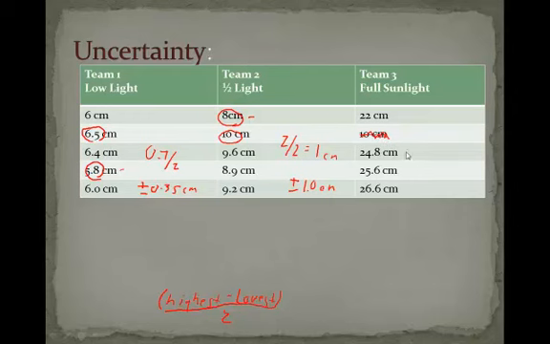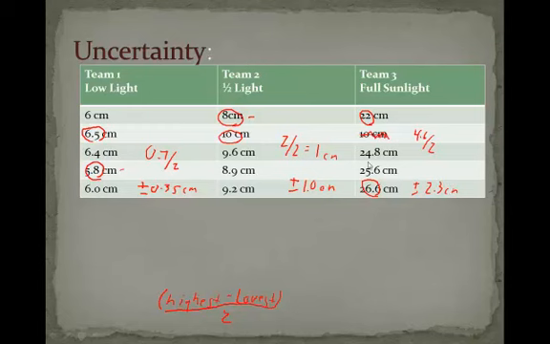So we don't ever include it. So that now means that my highest value is 26.6, and my lowest value is now 22. And if I subtract those two, I get 4.6, and I want to divide that by 2 to give me an uncertainty of plus or minus 2.3 centimeters.